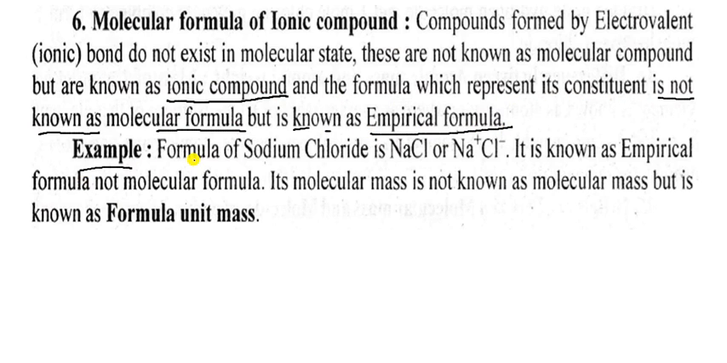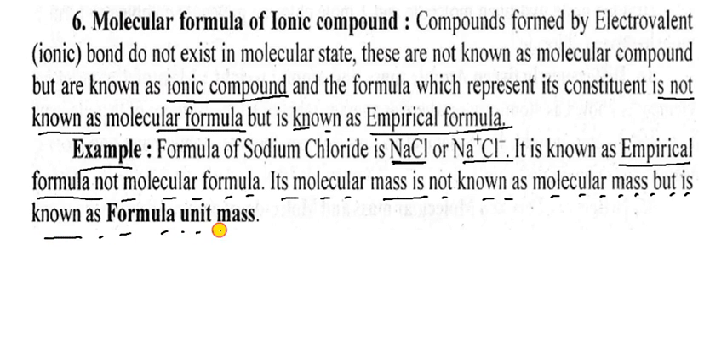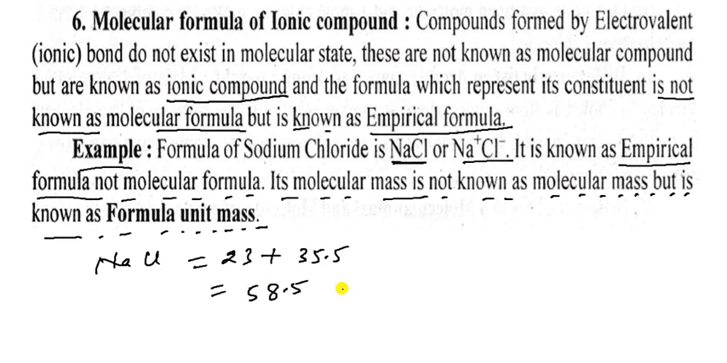For example, the formula of sodium chloride. Sodium plus and chlorine negative is known as an empirical formula, not a molecular formula. Its molecular mass is not known as molecular mass, but is known as formula unit mass. So that is NaCl. How can we calculate this? Na is 23 and Cl is 35.5. So we get 58.5, and that is the formula unit mass. So you can find it like this.